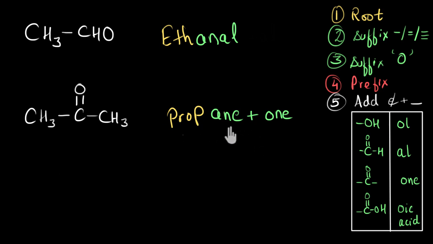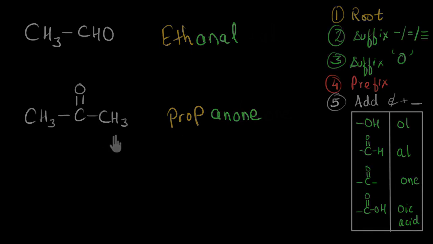So again, prop, ane, they will be added simply. We will get propane. When we are adding this and -one, then in that case, E would get cancelled and then we will attach these 2 words. So propanone, okay? Propanone, this is going to be the name of the compound.